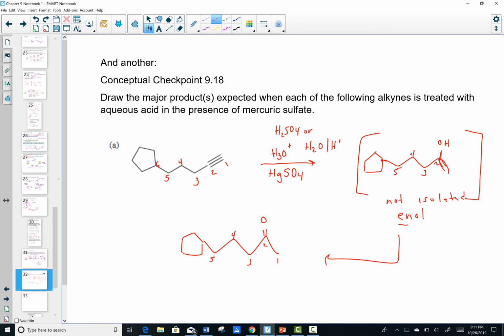So at position 2, the alcohol first with the ene between carbon 1 and 2. Going on, the ketone is formed at carbon number 2. So when we treat with this aqueous acid in the presence of mercuric sulfate, that terminal alkyne undergoes a Markovnikov addition of HOH, and that alkyne is going to produce the ene-ol. The ene-ol is not isolated, and it goes on to form, at position 2, the ketone.